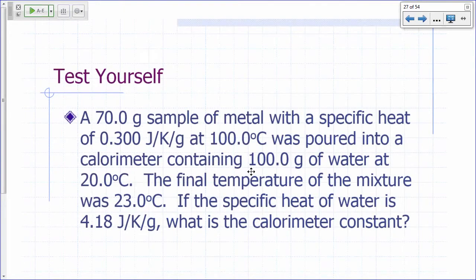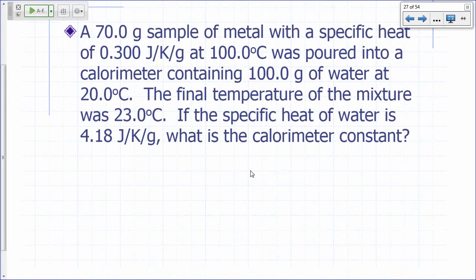So how do we do this? Let's illustrate that with a problem. You have a 70-gram sample of metal with a specific heat of 0.3 joules per Kelvin per gram at 100 degrees. So you have a hot piece of metal, 100 degrees. You pour it into a calorimeter that has 100 grams of water at room temperature of 20 degrees. What happens? The water gets warmer. The final temperature of the whole thing becomes 23 degrees Celsius. So the metal, which used to be 100 degrees, is now at 23 degrees. The water, which used to be at 20 degrees, is now at 23 degrees.